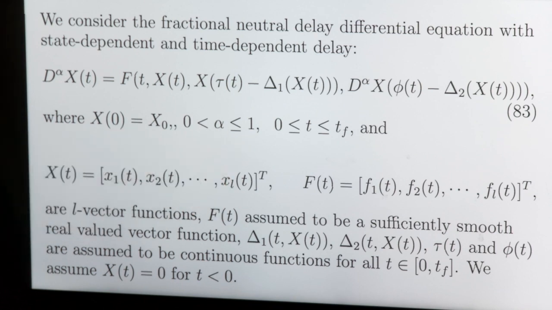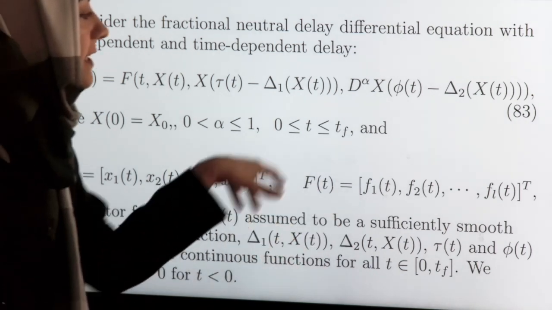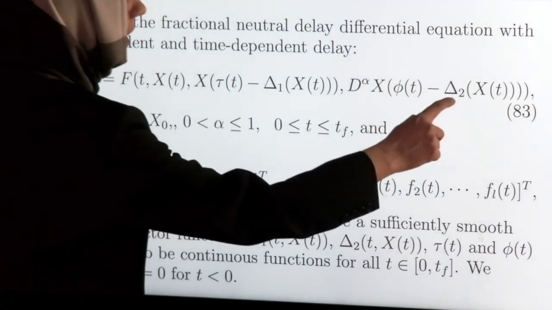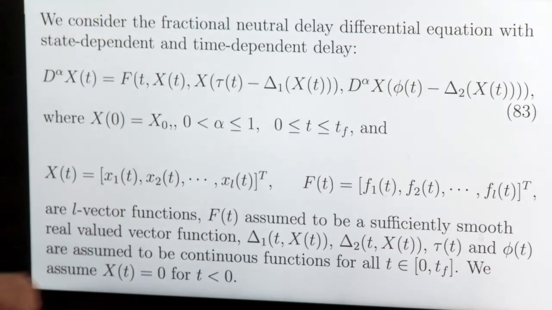Okay, x of t is a vector function, f of t is a vector function, and the delay terms delta 1, delta 2, tau of t and phi of t, all of them we suppose are continuous functions.